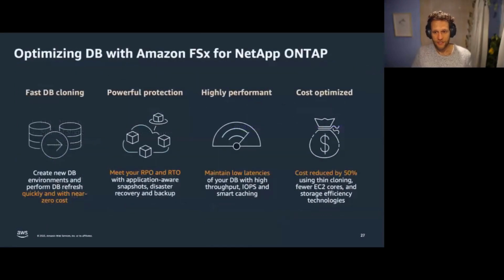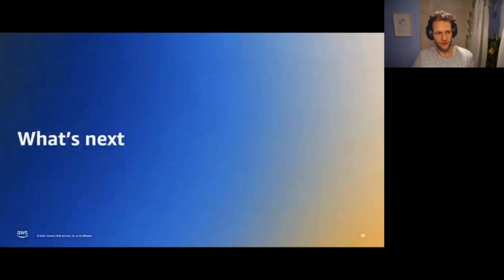To summarize, with FSx for ONTAP, you can quickly create new database environments with minimal cost. You can ensure database protection and meet strict RPO and RTO requirements through application-aware snapshots, advanced disaster recovery, and backup capabilities. You can maintain high performance with low latency, high throughput, high IOPS, and smart caching, and achieve cost optimization by utilizing fewer EC2 cores, saving on database licensing, and leveraging storage efficiency technologies, resulting in potential cost reduction of up to 50%. Now, with that, we'll ask Adam to take us through the final slides.